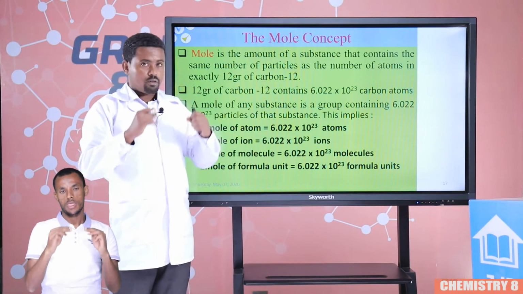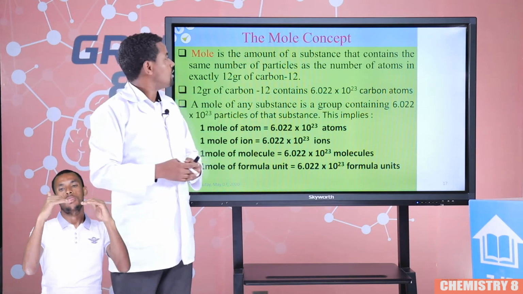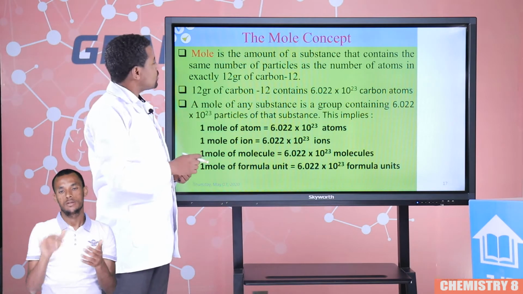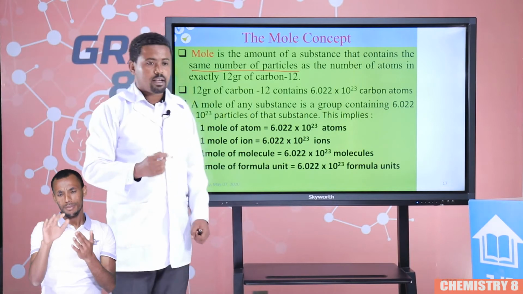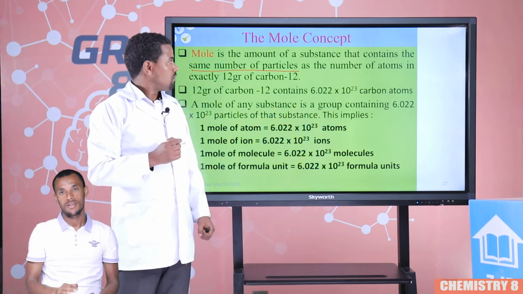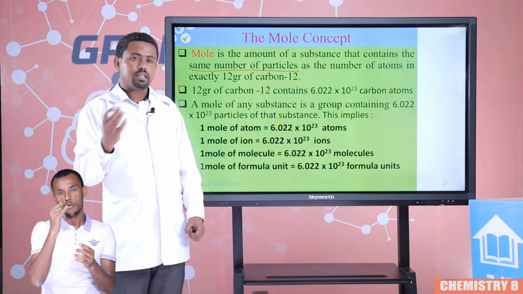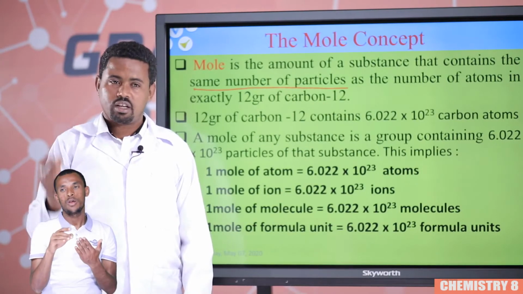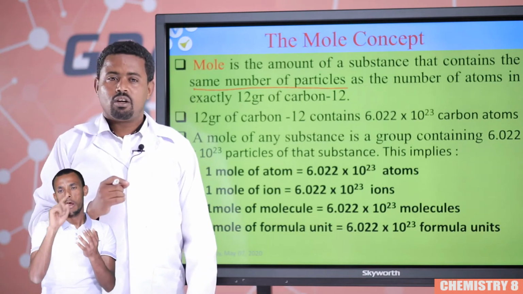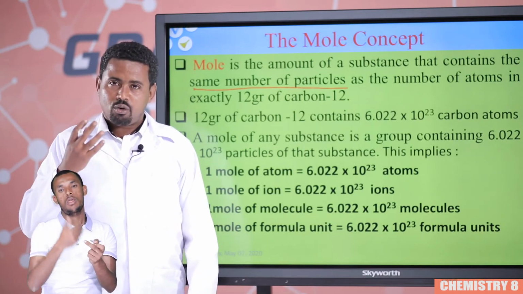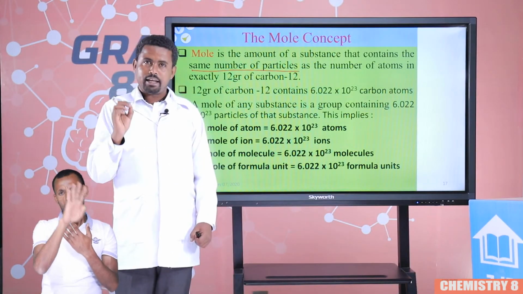When we say mole in chemistry, it is the amount of substance that contains the same number of particles. If you take a real example, if you purchase a dozen exercise books, this dozen contains 12 items. Or if you purchase 1 gross of a certain item, it contains 144 individual items.